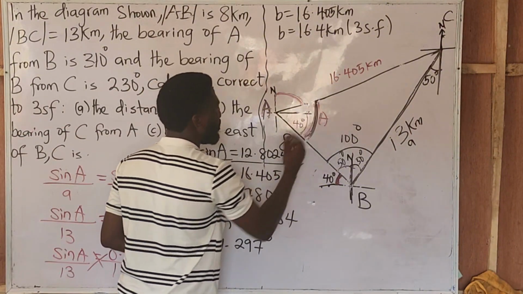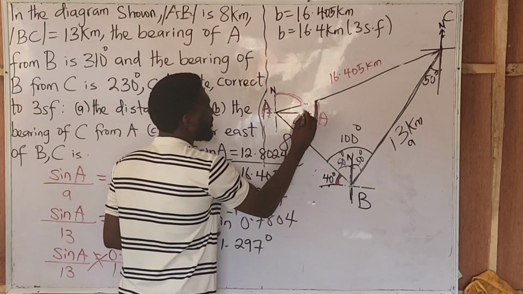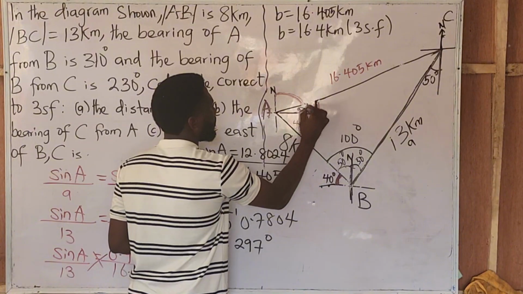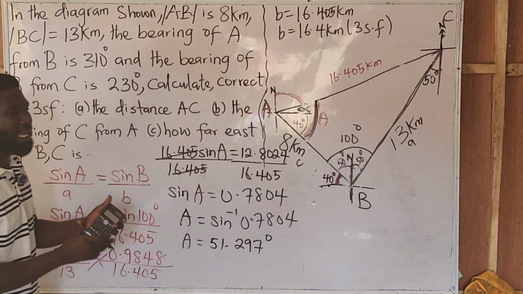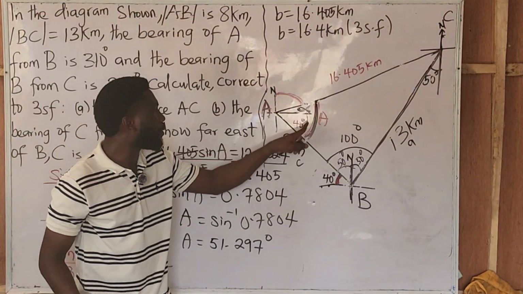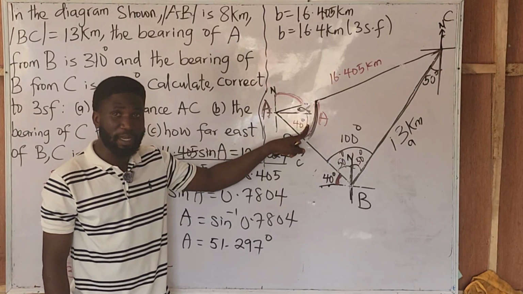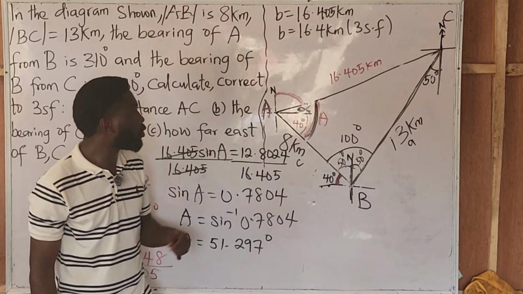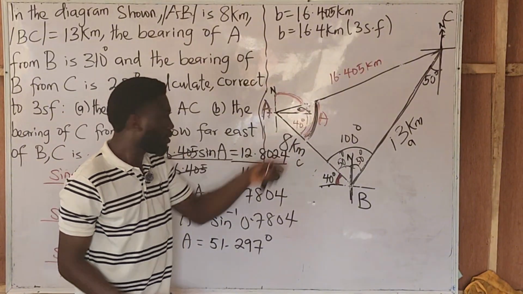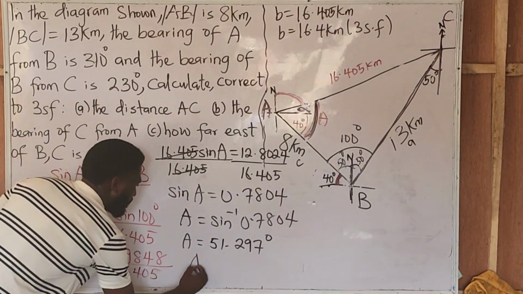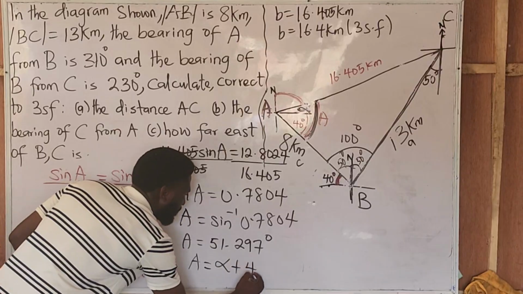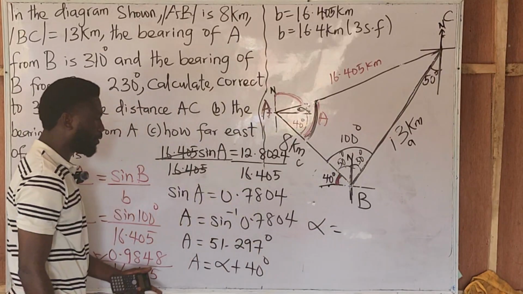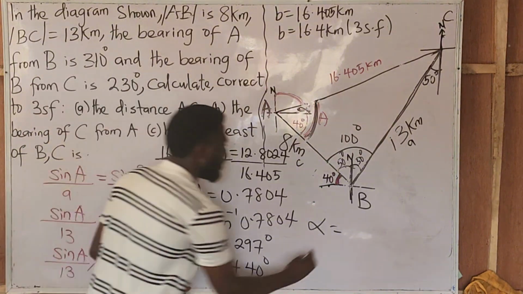we've gotten A. So now, I can decide to name this one alpha. So that means that A is what? Alpha plus 40 degrees. Are you getting my point now? A in total equals what? Alpha plus 40 degrees. But we need to get alpha. This is what I mean. If A is equal to alpha plus 40 degrees, that means that alpha will now be what? It's now going to be A minus 40 degrees.